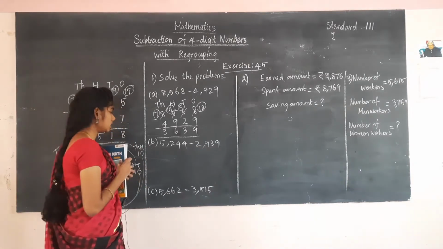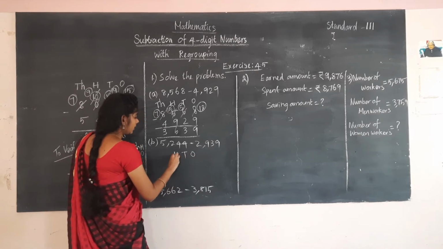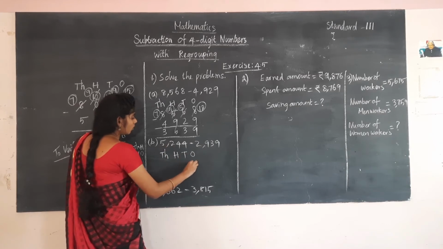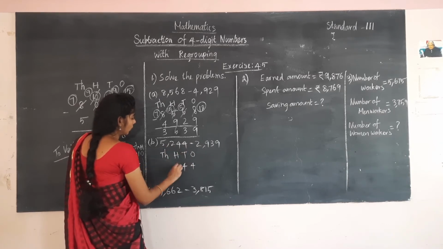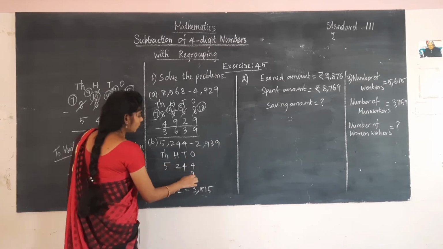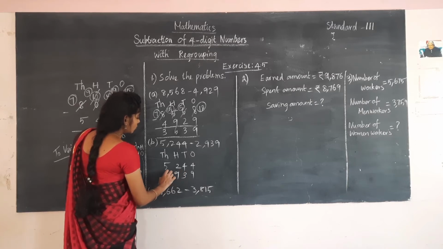And now here, 5244 minus 2939. So write the place values: ones, tens, hundreds and thousands. And now write the number: 4 in the ones place, 4 in tens, 2 in hundreds and 5 in thousands. And then subtract this number from that number: 9 in ones, 3 in tens, 9 in hundreds and 2 in thousands.